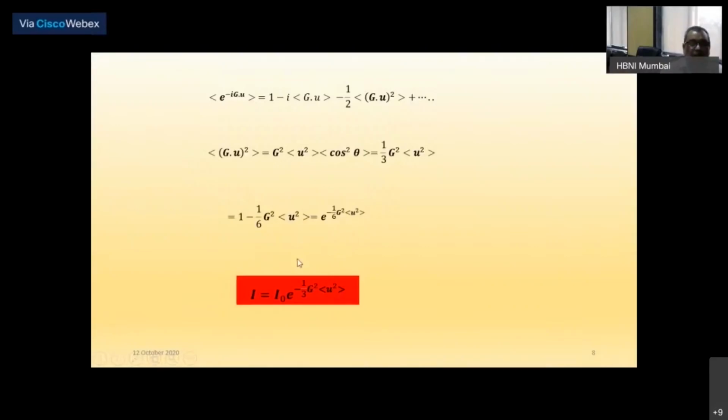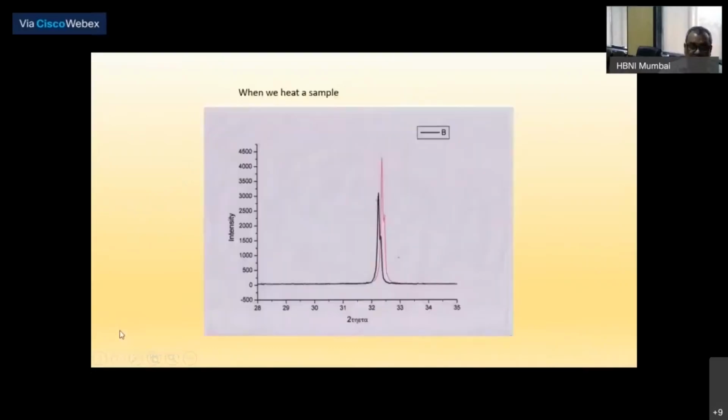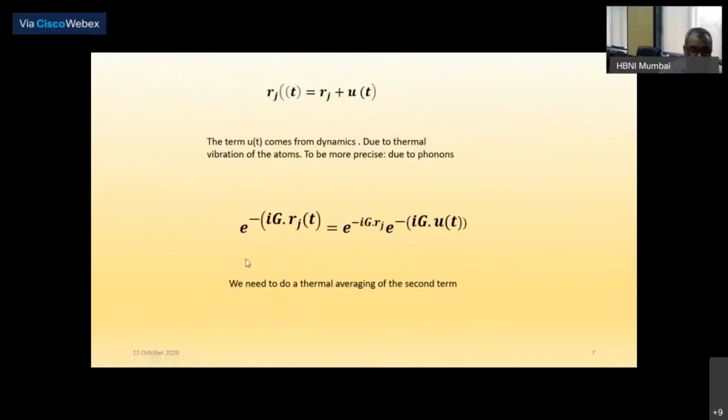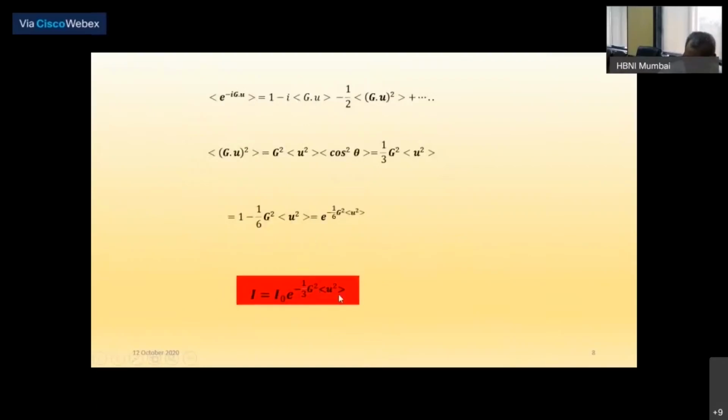That's all I've done. This term comes from the amplitude. So when I do intensity, I need to square it, and that's how I get I equal to I_0 e to the power minus 1/3 G square times the average value of u square. So this u square average, the thermal average, goes up with temperature. You can see as you go to higher and higher Q, you have higher and higher values of G, then also the intensity goes down.